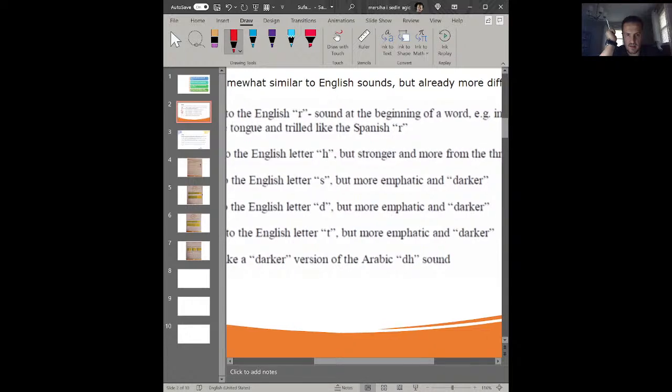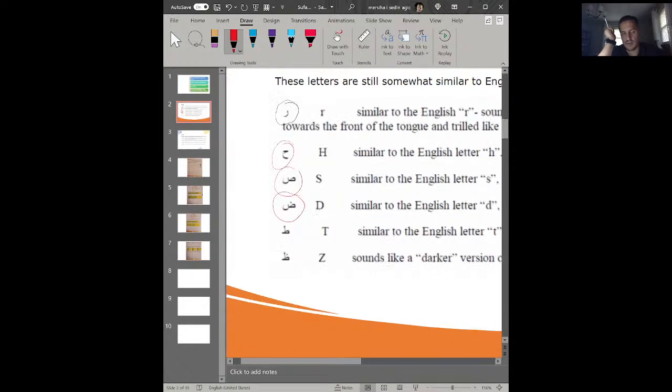And then dod, that's like English D, more emphatic and darker as well. I would call this letter a hard letter as well, one that we don't have in any other language. You make your mouth and your lips together and put your tongue on the top and say D, dod. And then the next one is Ta, which is from the family of the sound T in English, but more emphatic. You make your mouth and your lips together. So Ta.